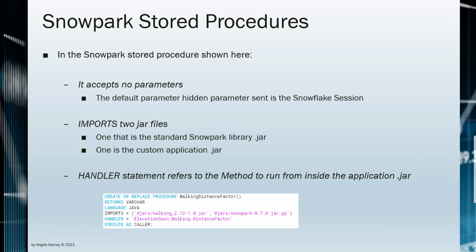In the Snowpark stored procedure shown here, it accepts no parameters and imports two jar files, one being the standard Snowpark library jar file, along with the custom application jar file. The handler statement refers to the path of the method inside the application, package.class.method name, just like we did for functions in Session 7, Create a Snowflake Scala UDF.